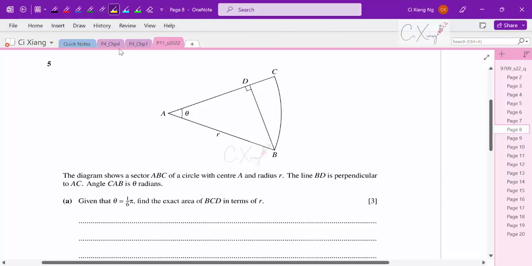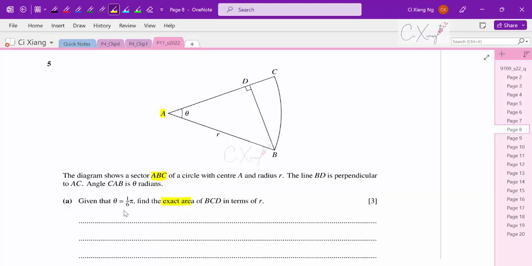Alright, so they give us a diagram and then we have the sector ABC of a circle with the center A. So this A is the center, and the radius is R. The line BD is perpendicular to AC and the angle CAB is theta radian. For part A, they are saying that theta is pi over 6, and they want us to find the exact area of BCD in terms of R.